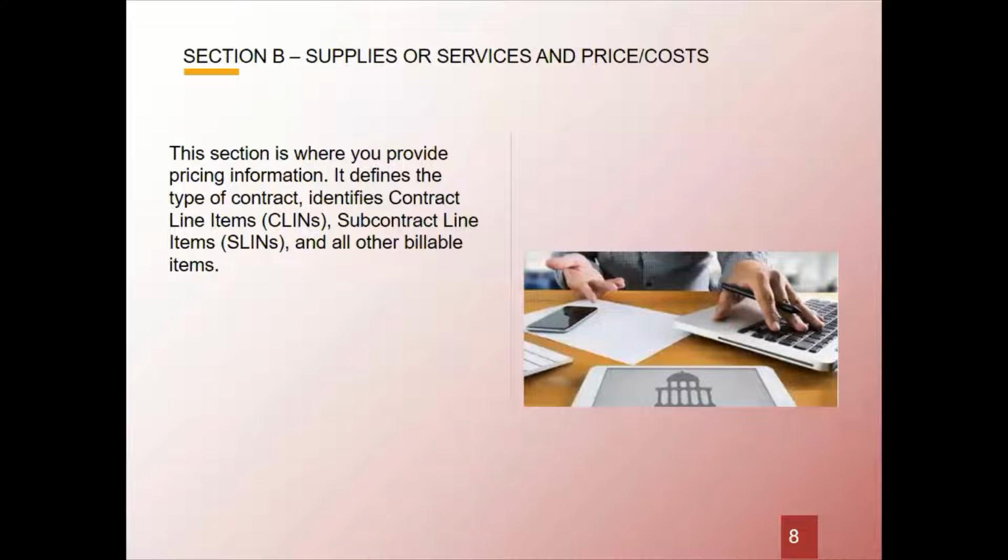It defines the type of contract, whether it's a firm fixed price, cost reimbursement type contract, or time and material. So you will contract by line item, which is generally called a CLIN, C-L-I-N-S, contract line items. Subcontract line items, your SLINs, and all other billable items associated with the contract. Again, it's found in Section B.